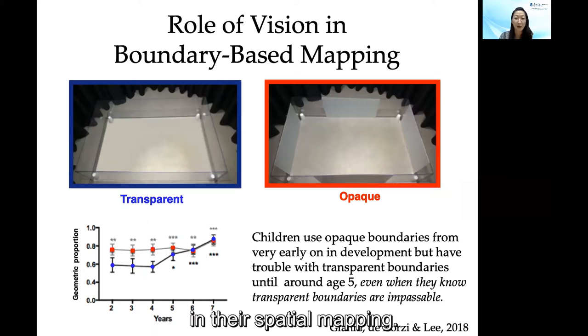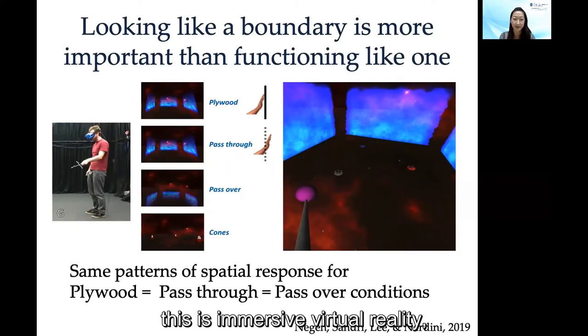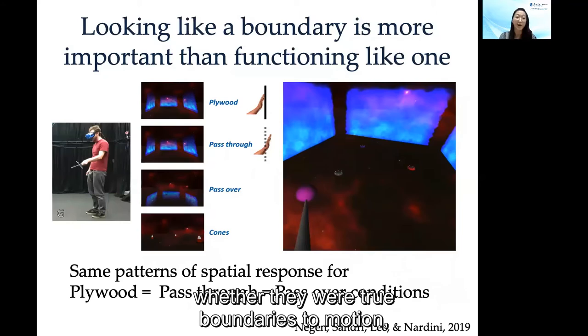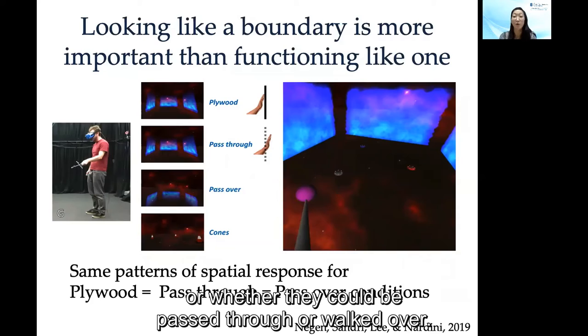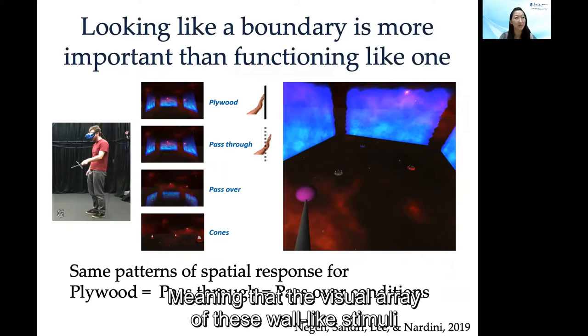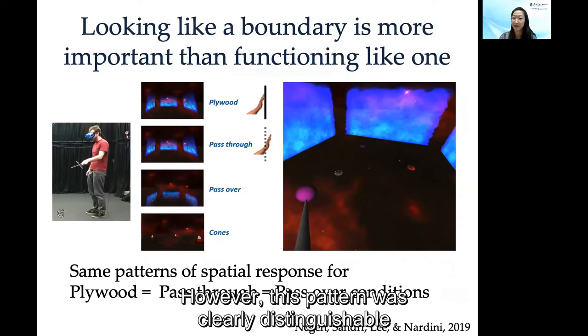turns out not only just children, because in this particular study, we found that visual walls in virtual reality, this is immersive virtual reality, were used in an identical way, showing the same exact pattern of searches and distance errors, whether they were true boundaries to motion, like they corresponded to tactile kind of plywood, or whether they could be passed through or walked over, meaning that the visual array of these wall-like stimuli in this VR environment was what was determining the behavior of the subjects in the study. However, this pattern was clearly distinguishable from a set of cone-like objects that you can see in this condition here.